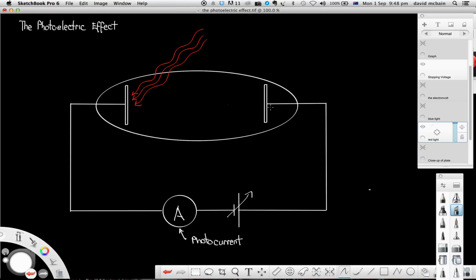And the more electrons that are knocked out in one second, the more electrons are going to run around this circuit, and the higher our current. So that's the basic idea of the photoelectric effect. Just a couple of other final points before we move on to our second screencast.